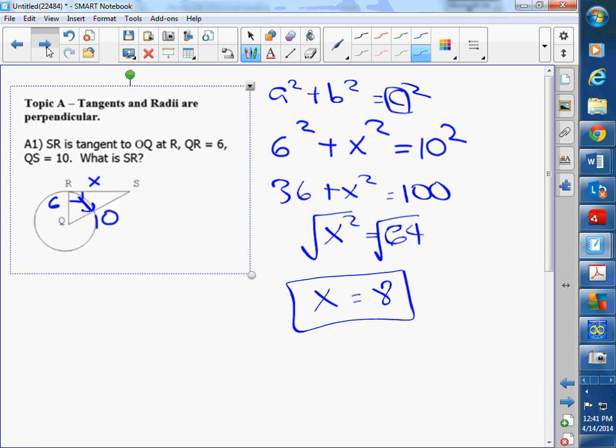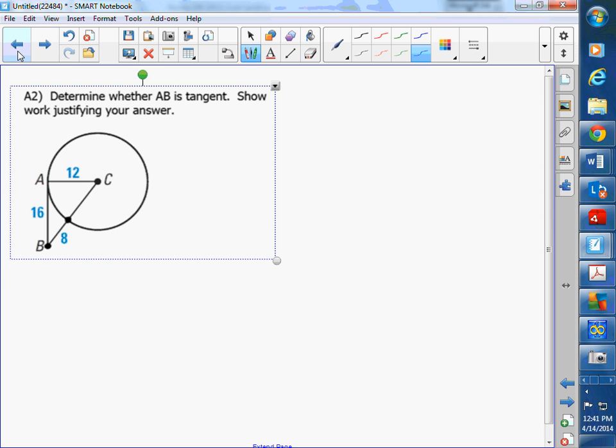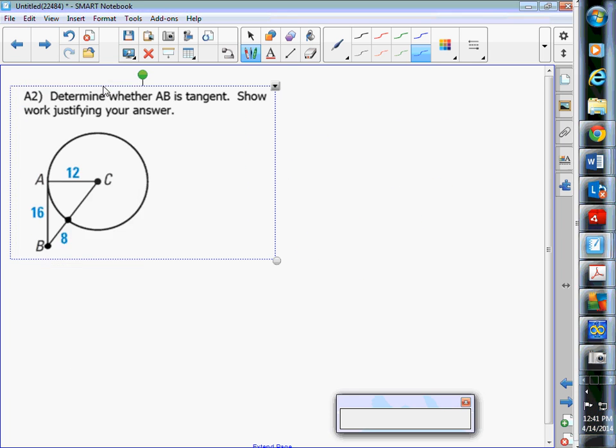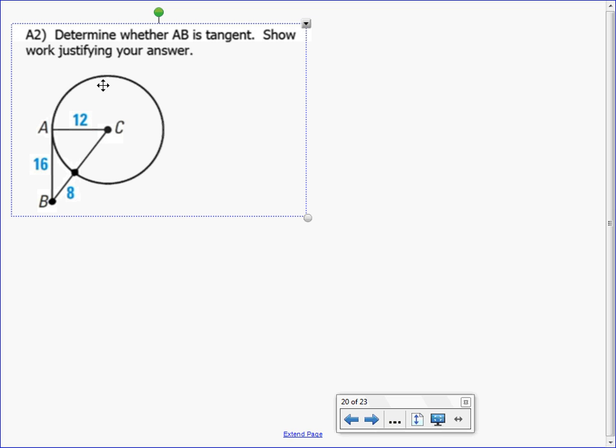All right, so let's look at B. Correction, A2. Determine whether AB is tangent. Show your work justifying your answer. So for this problem, it's like the opposite of the first problem. The first problem, we were told that the line segment was tangent, and therefore we know it's a right angle. This one, we got to determine if this is a right angle. So how do we know it's a right angle?